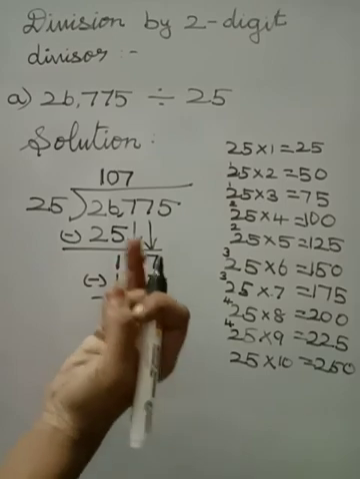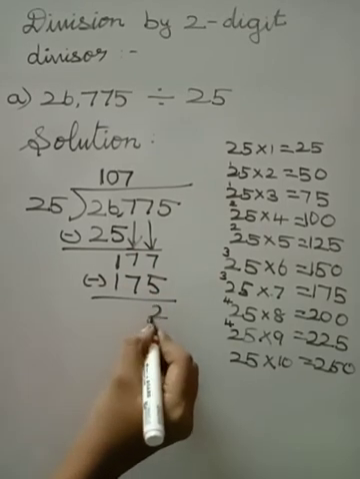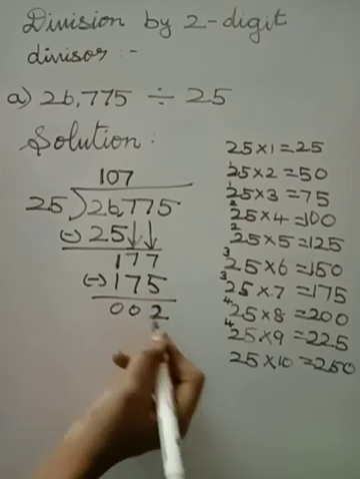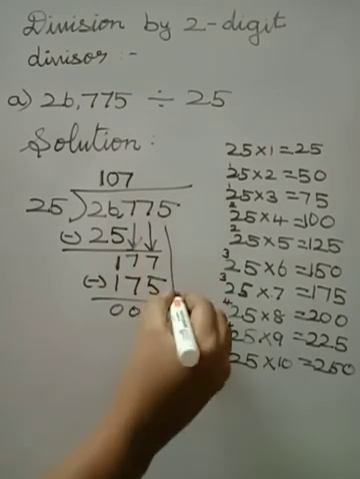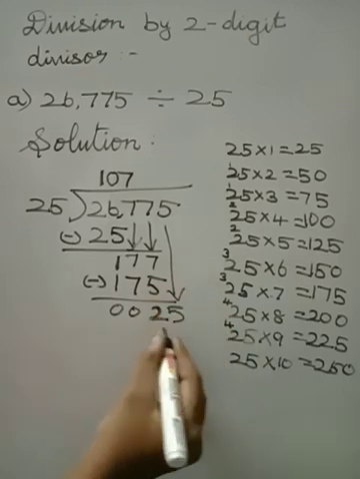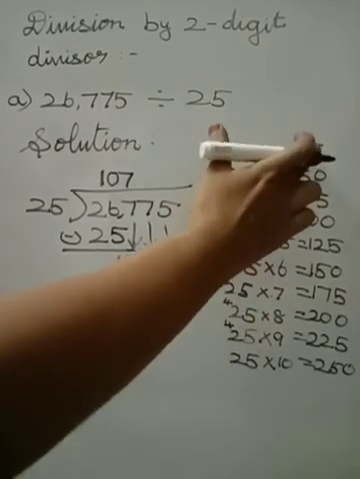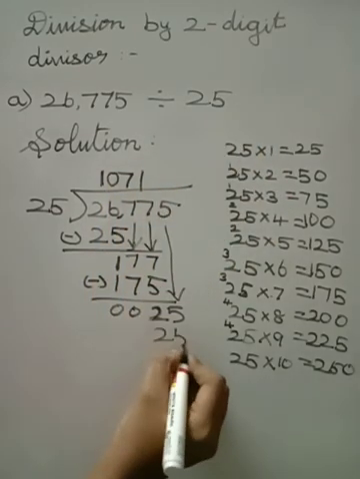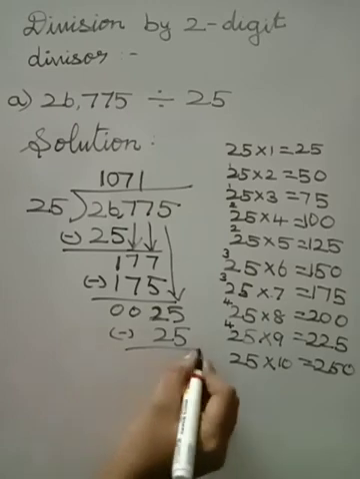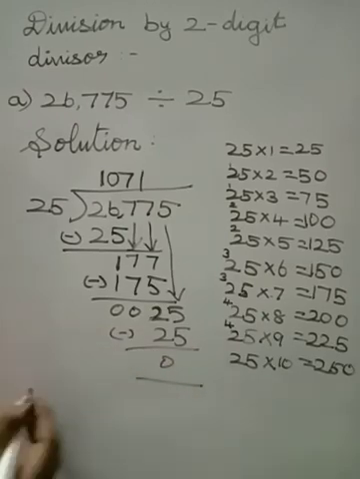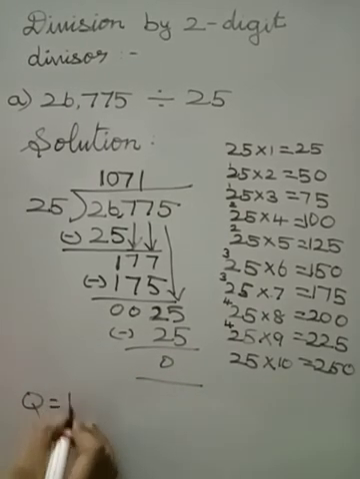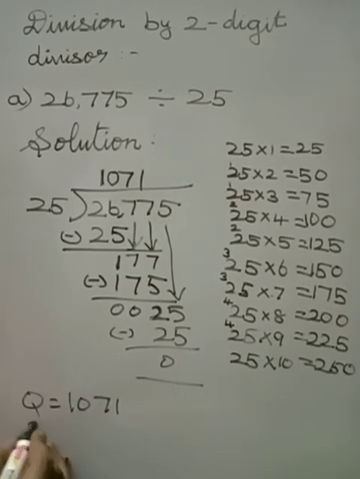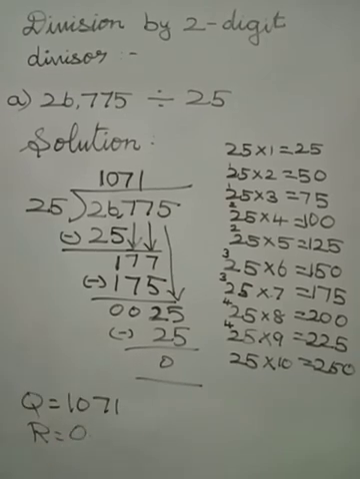5 after 6, 7. We are having 2 fingers, 2. Here both the numbers are the same. So the answer is 0. Now we will bring the next number here. It is 5. So the number is 25. So 25 comes one time in the same table. It is 25. So when you subtract, you will get the answer 0. So here the quotient is 1071. And the remainder is 0.